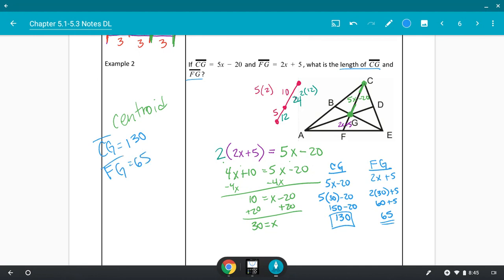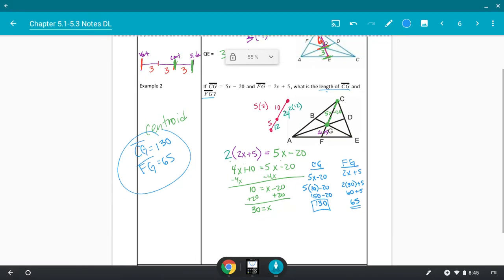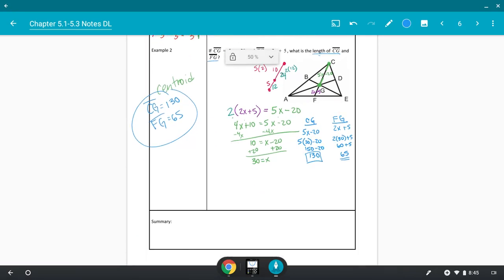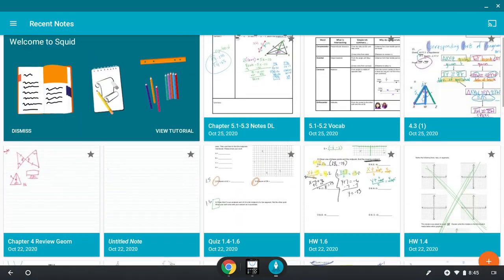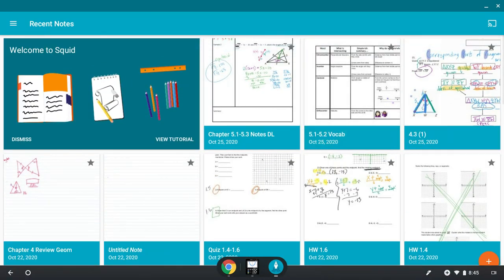Did we answer all the questions? What's the length of this? Yep. So that's what we would need to figure out this. So normally I would have you guys write down the summary of the centroid and the altitude, the orthocenter, I mean. But I tried to kind of put it all into one place right here.